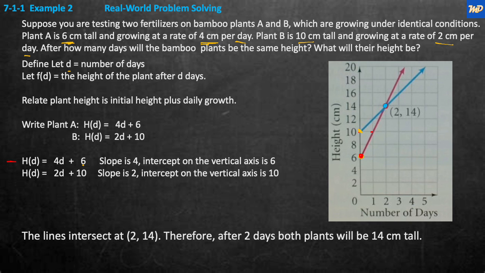Okay. So the lines intersect at 2 comma 14. And therefore, after 2 days, both plants will be how tall? They'll both be 14 centimeters tall after 2 days.